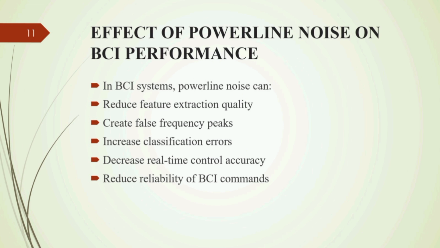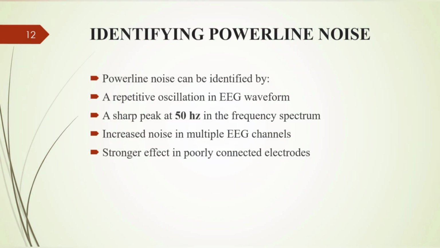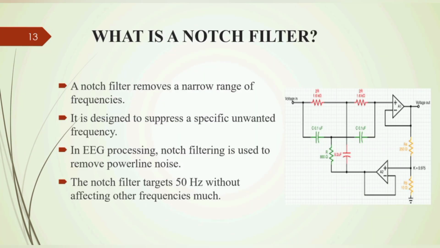So next, how do we identify powerline noise? Identifying powerline noise is very important because it can create various misclassifications. Powerline noise appears as repetitive oscillation in EEG waveforms. It produces a sharp peak at 50 Hz in the frequency spectrum. It usually affects multiple EEG channels. To remove this noise, we use a notch filter. A notch filter removes a narrow range of frequencies. In EEG processing, it is used to suppress powerline interference while preserving useful signals.